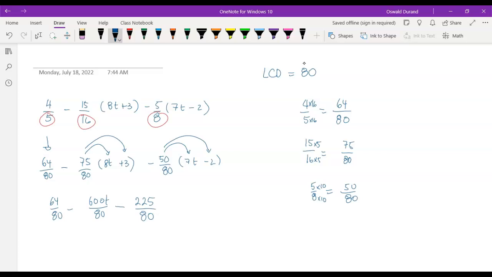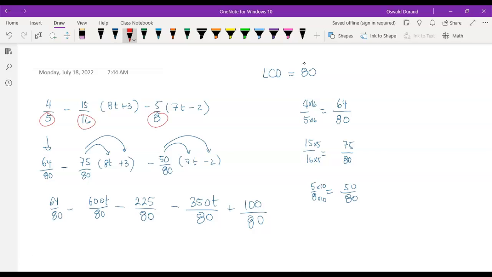So now I go to the 50. So it's going to be negative 50 times 7. That's negative 350t. So negative 350t over 80. And then the negative times the negative is positive, so it's going to be plus. And 50 times 3 is 150. So 150 over 80. Okay, so now we can combine like terms.